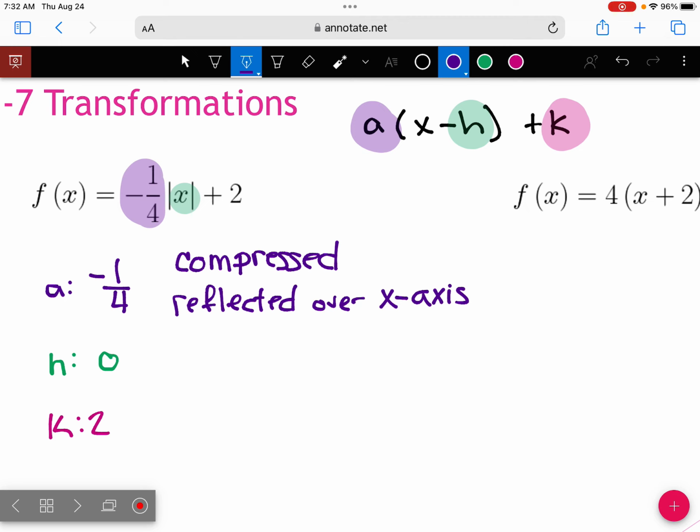We are not going to see reflections over any axis other than x until next semester. But it will come in, so we're going to practice being specific so that when it comes up, we don't have to go, wait, what? So it's a preventative maintenance situation. The compressed is because it's little, the reflected is because it's negative.